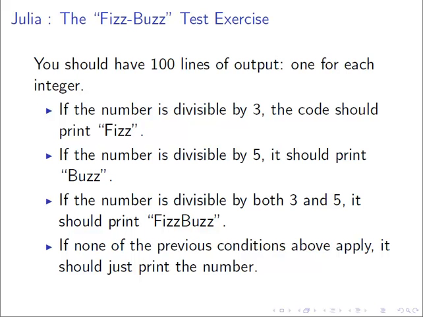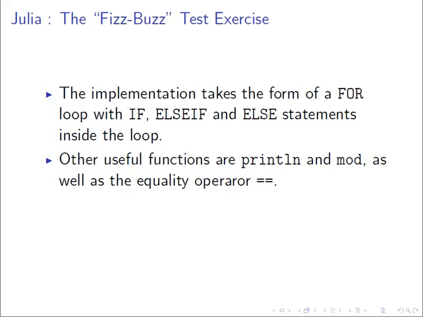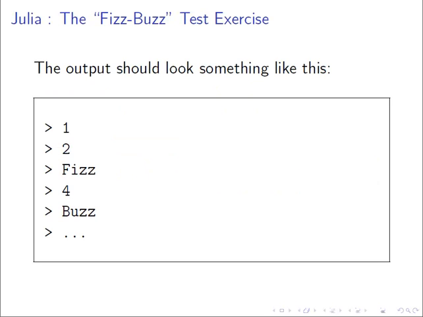So it would just print out 7 for the case of 7, because it's not divisible by any of those. So how do we do it? Well, we use the for loop, and we're going to use if, else if, and else statements inside the loop. And to help us, we're going to use the print line function and the mod function, as well as the equality operator. So the output should look something like this: 1, 2, fizz, 4, buzz. The next one will be 5, which will be buzz, and the next one will be 6, which will be 2 times 3, so it'll be fizz again.